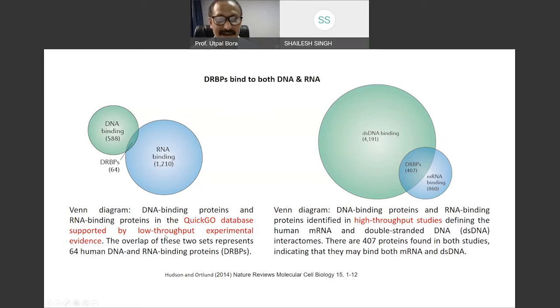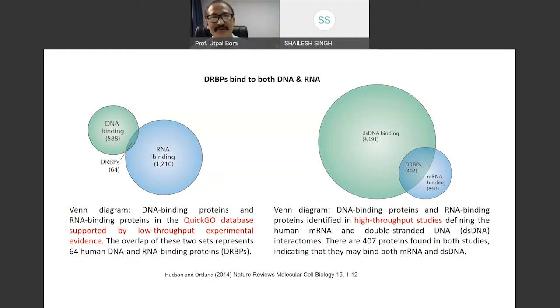One on the left side is generated through low throughput experimental evidence, the other through high throughput studies. That's why you get different numbers over here. In the first case, they had a total set of 588 DNA binding proteins and 1210 RNA binding proteins. Then they found out among these sets, there are around 64 members which bind to both DNA and RNA. In a later case, they found around 407. So this is a report from 2014, but probably this number has increased in the last 7 years.